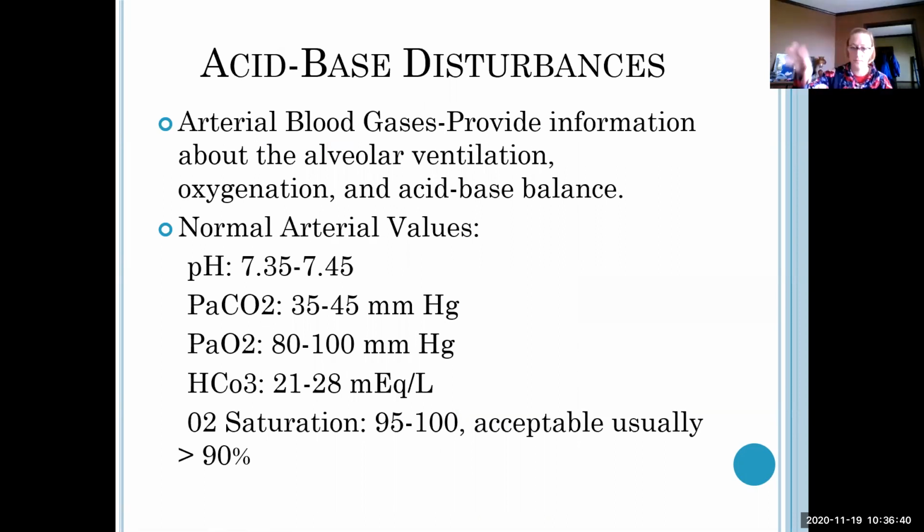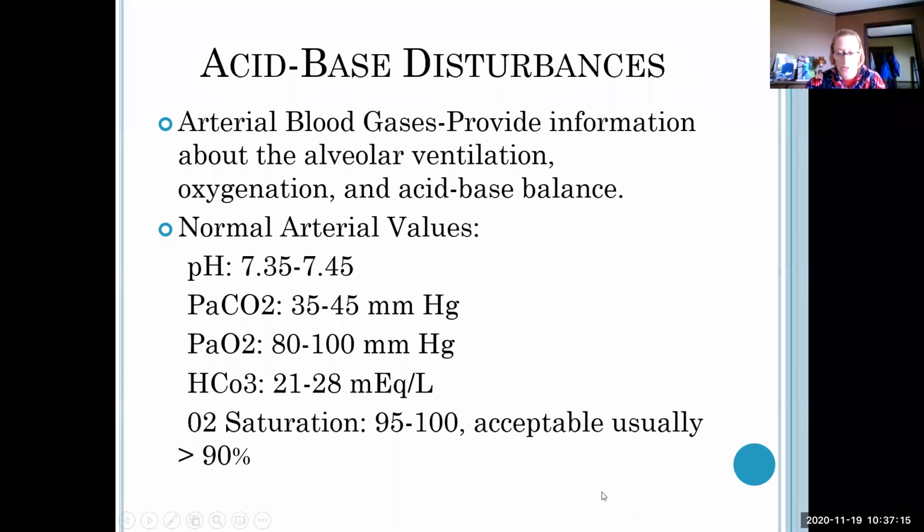Today, we're just going to talk about what that picture looks like. We're not going to go over ABGs again, but we're going to go over the concepts of them. Our ABGs provide information about alveolar ventilation, oxygenation, and acid-base balance. Our normal ABG values are pH 7.35 to 7.45, PCO2 35 to 45, PaO2 80 to 100, and bicarb 21 to 28. Oxygen saturation is 95 to 100, but usually greater than 90 at least is pretty acceptable.